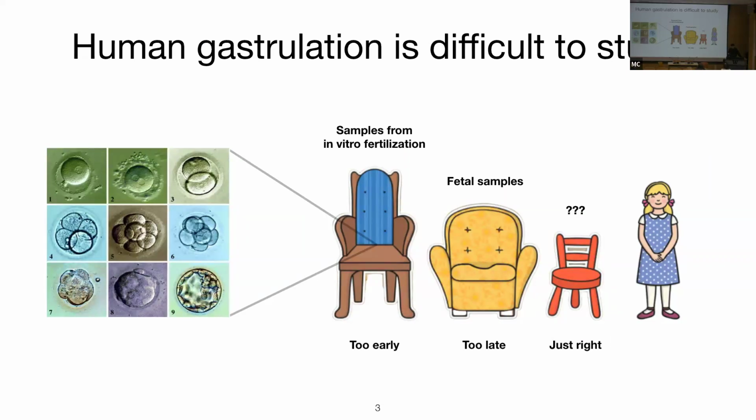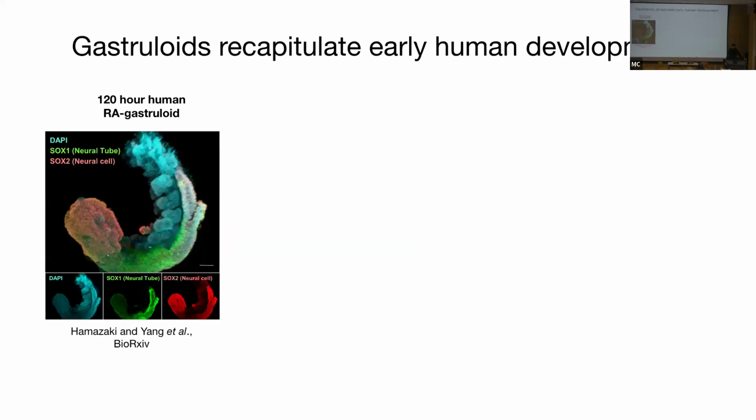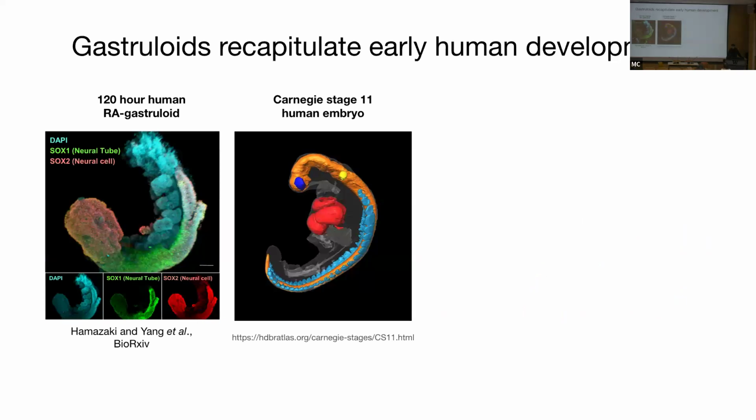So to study this time point, people in my lab, Nobu and Wei, have developed this stem cell derived process to make gastruloids. So these gastruloids are these stem cell derived embryoid models, and they largely recapitulate the morphology that we would expect in a human embryo at a certain stage, Carnegie stage 11.